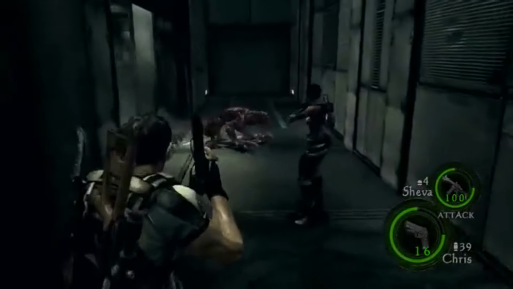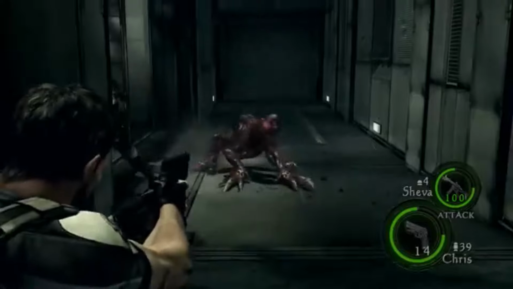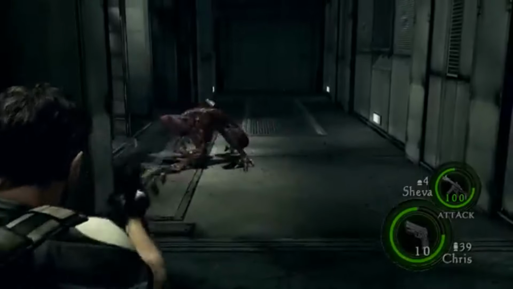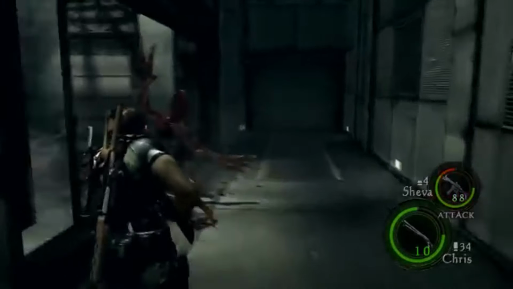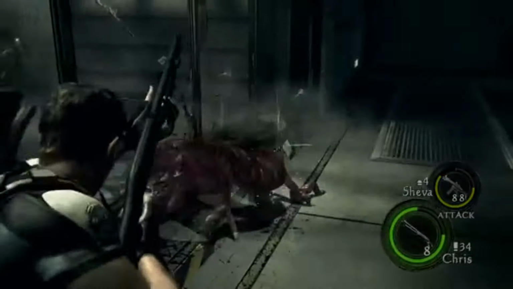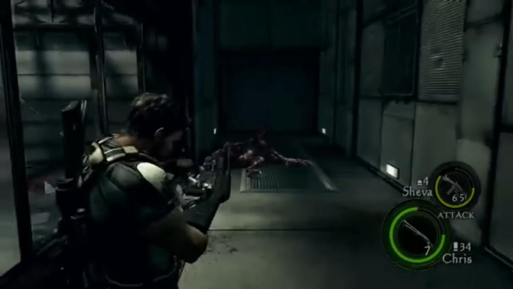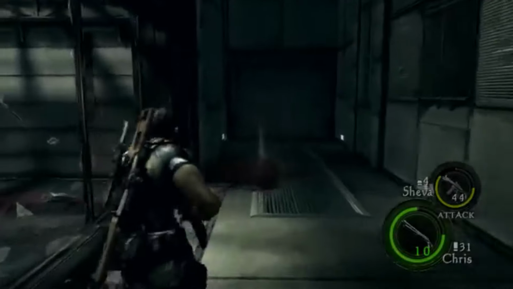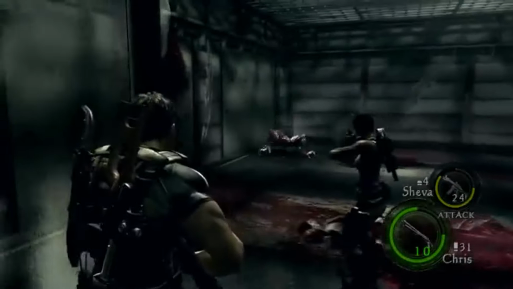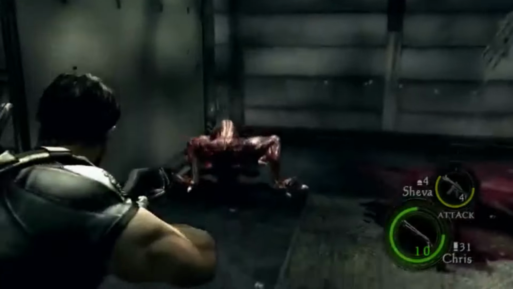Resident Evil 5 marked a major shift in the franchise, moving away from classic horror and focusing more on action. However, this did not prevent the lickers from having one of their most terrifying appearances in the series. In Resident Evil 5, players face an enhanced version of the lickers called Licker Beta.